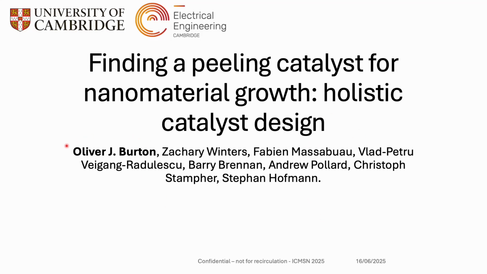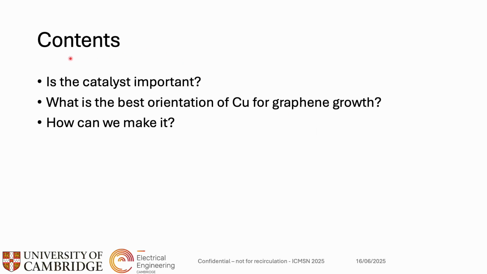Hi, I'm Oliver Burton, and my presentation is about finding appealing catalysts for nanomaterial growth, specifically holistic catalyst design. That is, designing the catalyst by optimizing an entire process tree rather than just any one characteristic. So in this presentation, I'm going to go through why the catalyst is important, what is the best orientation of copper for graphene growth, and how can we make it?